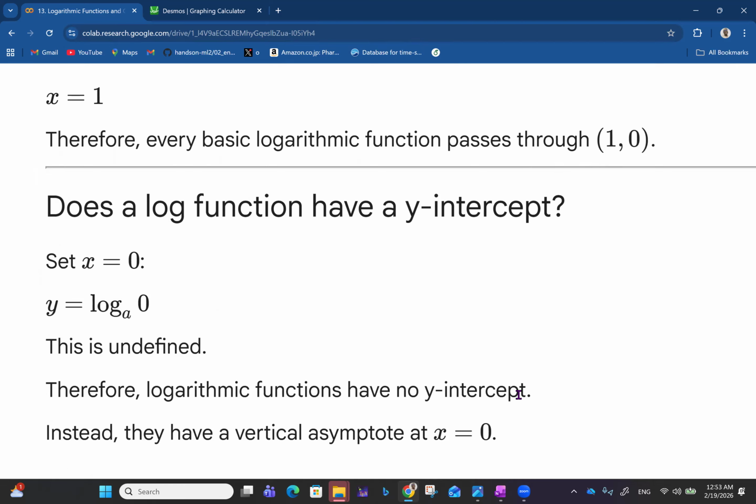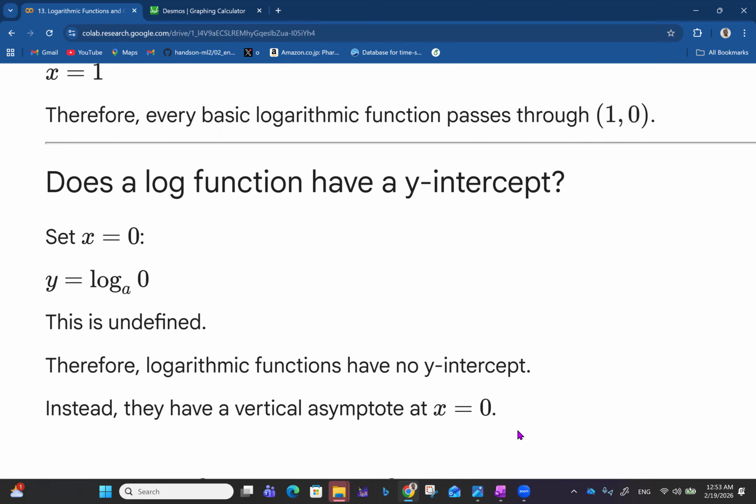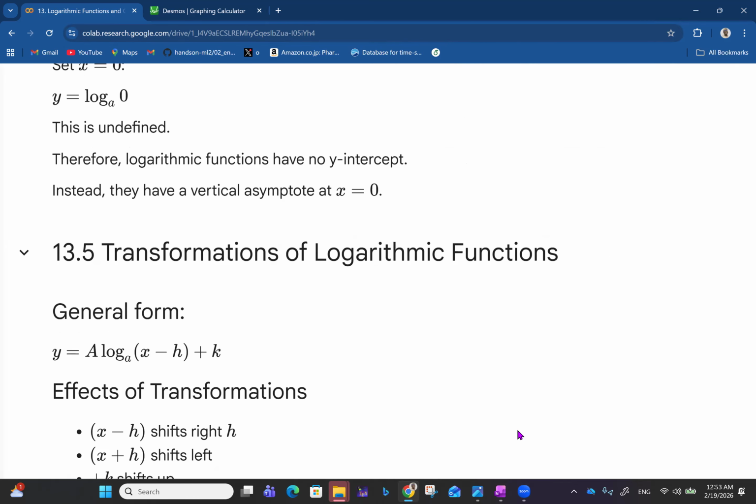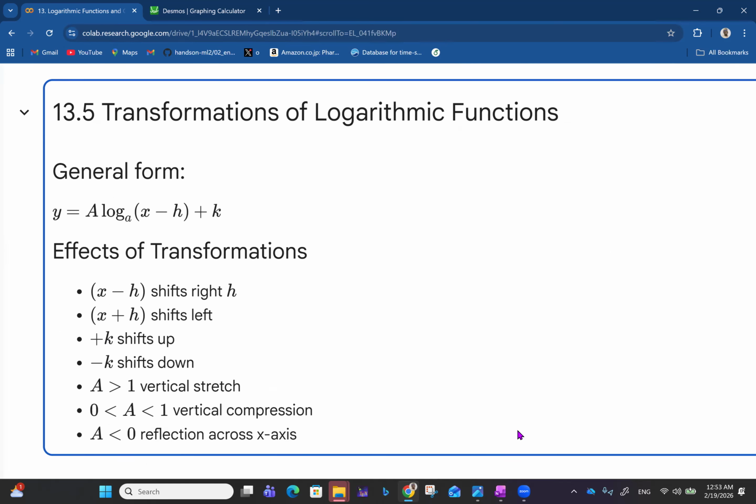So every logarithmic function has an x-intercept at (1, 0), but no logarithmic function has a y-intercept. Instead, they have a vertical asymptote at x equals 0. Okay. Then we have transformations we may want to talk about.